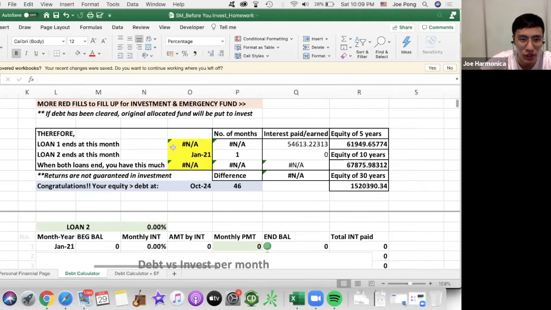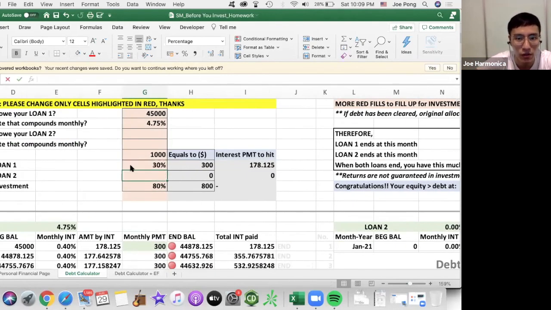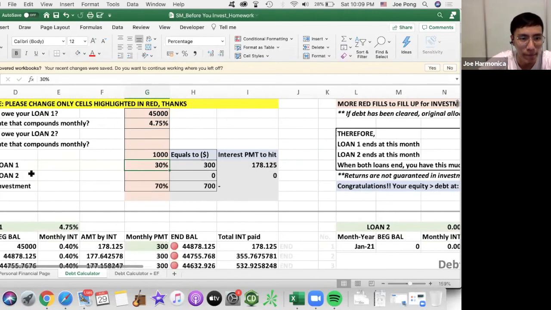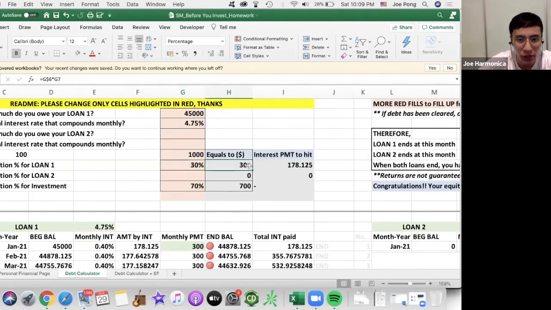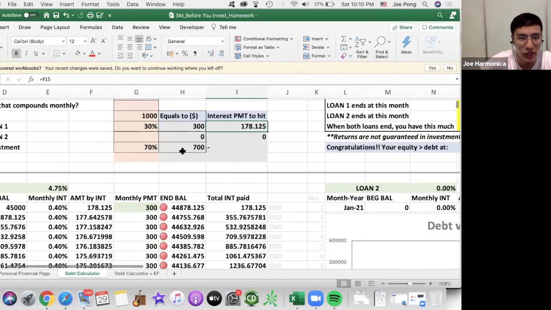Oh, it's within 30 years. Okay, so maybe I should put a little bit more here. 30%. Okay, so 30% to your debt, which is 300. So 178 to cover your interest, 120 to pay some of your beginning balance. And the other 700 to investment.